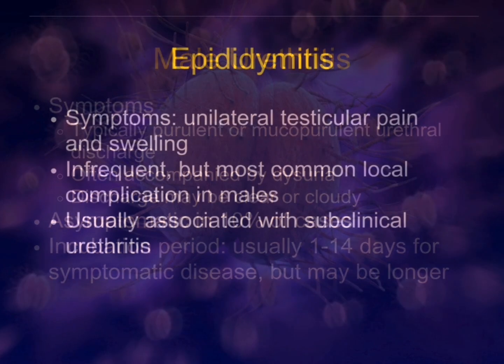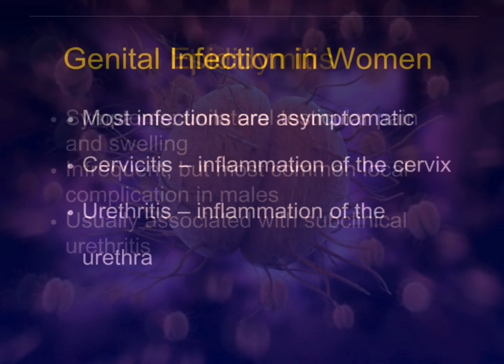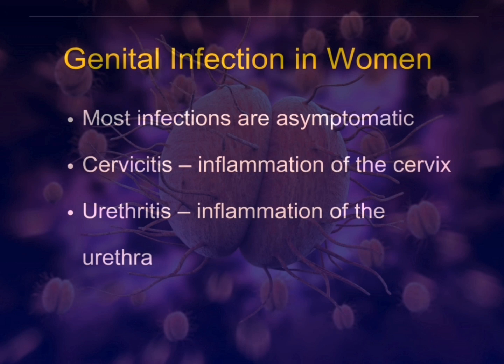Coming to epididymitis, symptoms include unilateral testicular pain and swelling. It is infrequent but the most common local complication in males, usually associated with subclinical urethritis. Genital infection in women: most infections are asymptomatic. It presents as cervicitis, that is inflammation of the cervix, and urethritis, that is inflammation of the urethra.